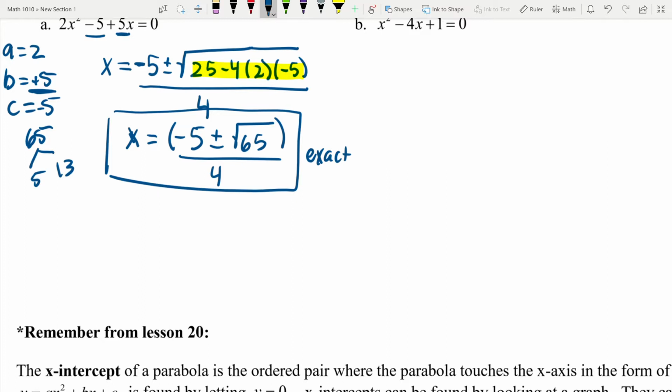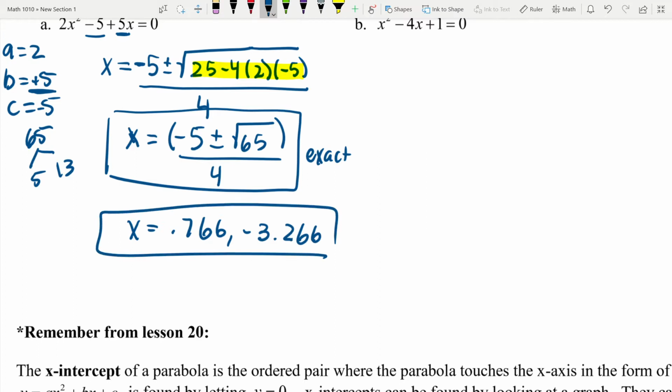Parenthesis, -5 plus second x squared, 65. Tell me how many times to close parentheses right there. 2. Thank you. Close. Divide 4, enter. 3 digits, I get x equals 0.766. Let's get the next one. Everybody go up. Right. Make that a minus, hit enter, and you get -3.266, and those are your answers, written as decimals.